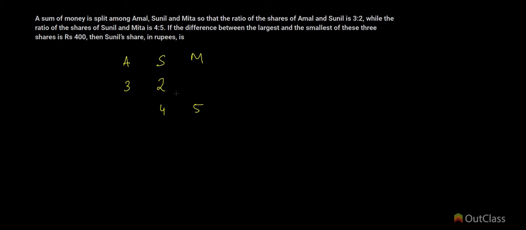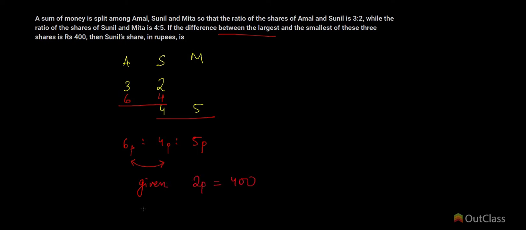You can rewrite this 3:2 as 6:4. Now you have 6:4 and 4:5, at which point you can combine it and say 6:4:5. First guy is 6 parts, second guy is 4 parts, third person is 5 parts. What is the given? Difference between the largest and the smallest. That is 2 parts. Given 2 parts is 400. Find Sunil's share. Sunil's share is already 4 parts. If 2 parts is 400, then 4 parts will be double of that, 800.